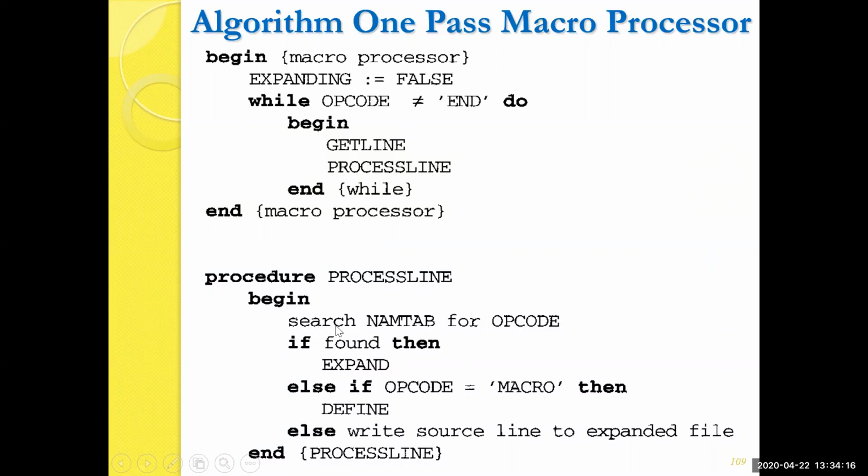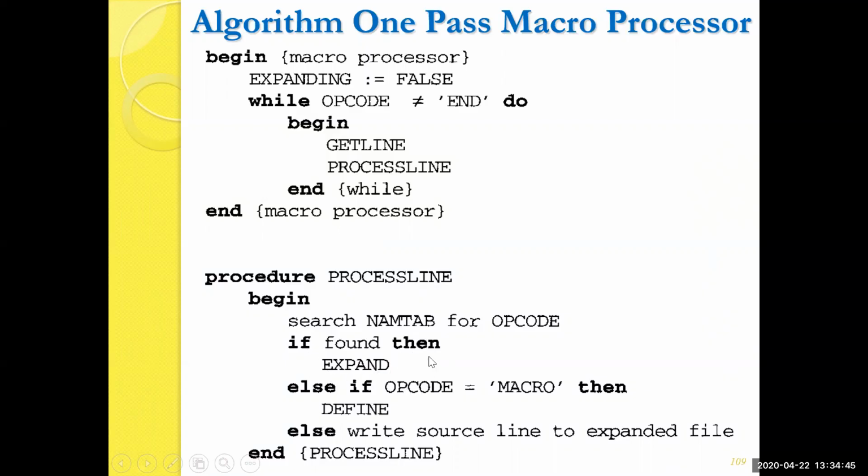As you see, the first statement here is search name table for opcode. So whenever the process line procedure is invoked for a particular line that is read, it examines the opcode field and sees if the opcode is a name that is already saved in the name table. If it sees that the opcode is a name that is in the name table, then it means that it is a macro call. So it invokes the procedure expand in such case.